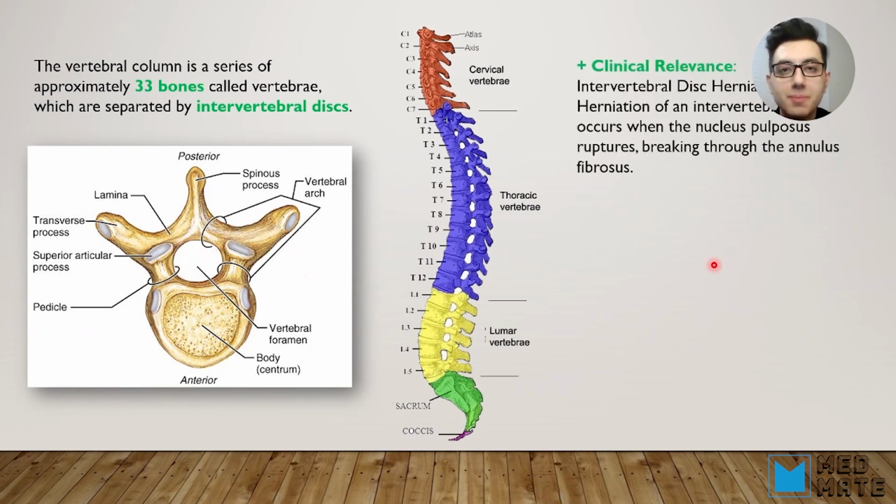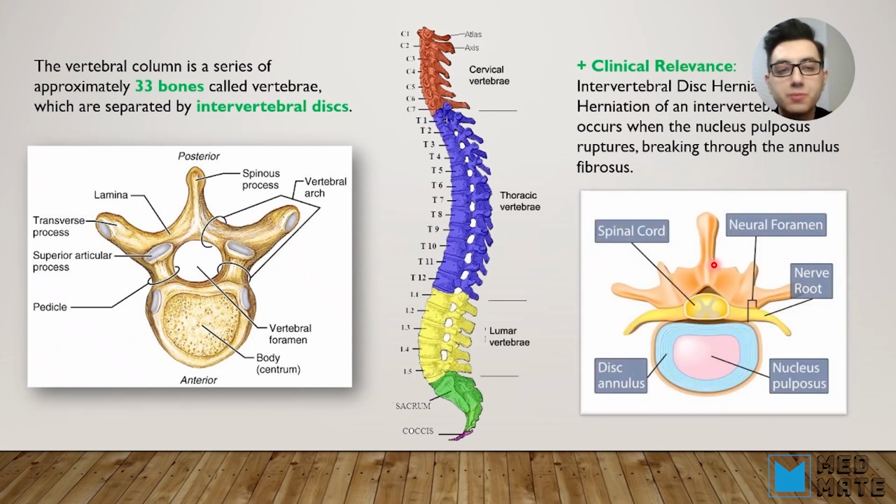Alright, let's talk about the clinical relevance of that. Earlier I told you about the intervertebral disc, and if there is a huge amount of pressure on the intervertebral disc, then we'll have herniation of the intervertebral disc. The intervertebral disc consists of 2 parts. The inner portion is called the nucleus pulposus, and the outer portion is called the annulus fibrosus.